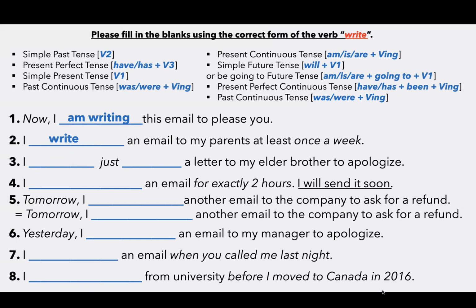Number 3, and then we have just. So just is a time expression here. A letter to my elder brother to apologize. So I made a mistake. I offended my elder brother. So now I'm saying that I just completed something. So here we need to use present perfect tense. I have just written a letter to my elder brother to apologize.